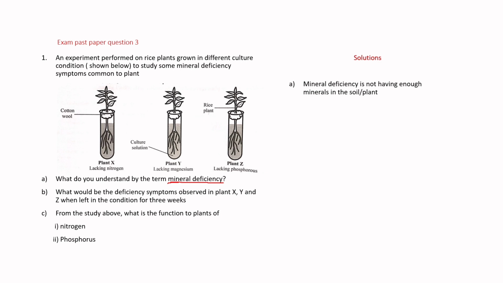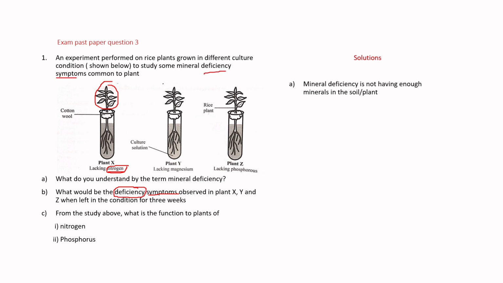What would be the deficiency symptoms observed in plants X, Y, and Z when left in this condition for 3 weeks? For you to answer question B, we go to the diagram. We have plant X. Plant X here is lacking nitrogen. Plant Y is lacking magnesium, and plant Z is lacking phosphorus. So here they are simply saying, now suppose nitrogen is not enough in the soil, how will this plant look? Why am I saying how? Because of the word symptom. It simply means how will it look when something is not enough. Deficiency. I've explained these two words. You can repeat this video on deficiency and symptom.